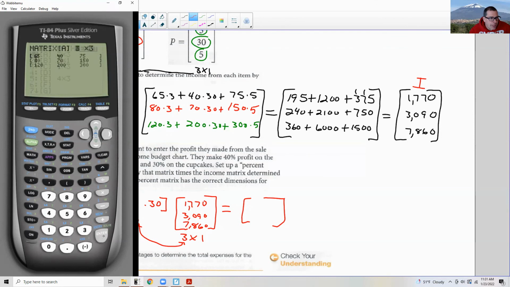Then I go back to second matrix, matrix, arrow over to edit, arrow down to D, and we're going to represent D as this 3 by 1. We're going to put 1,770 in, 3090, and 7860. Enter. And now I'm going to multiply matrix C times matrix D. So I go to my home screen, clear, matrix C, matrix D, enter.